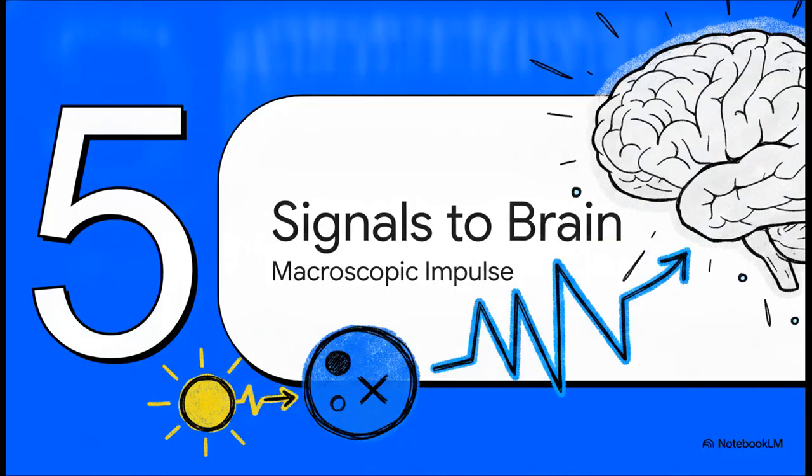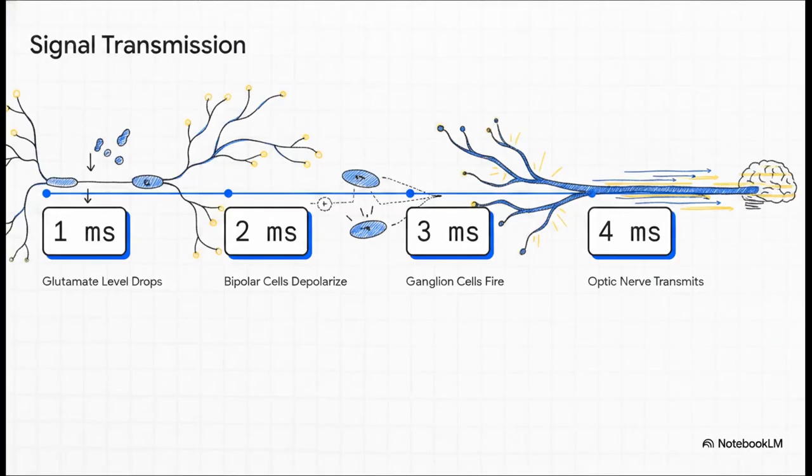Which takes us to Section 5, sending signals to the brain. So, we've successfully converted a photon of light into a lack of a chemical inside a microscopic cell. How on earth does that become vision? Well, through the synapse, this tiny cellular shutoff turns into a macroscopic electrical impulse.